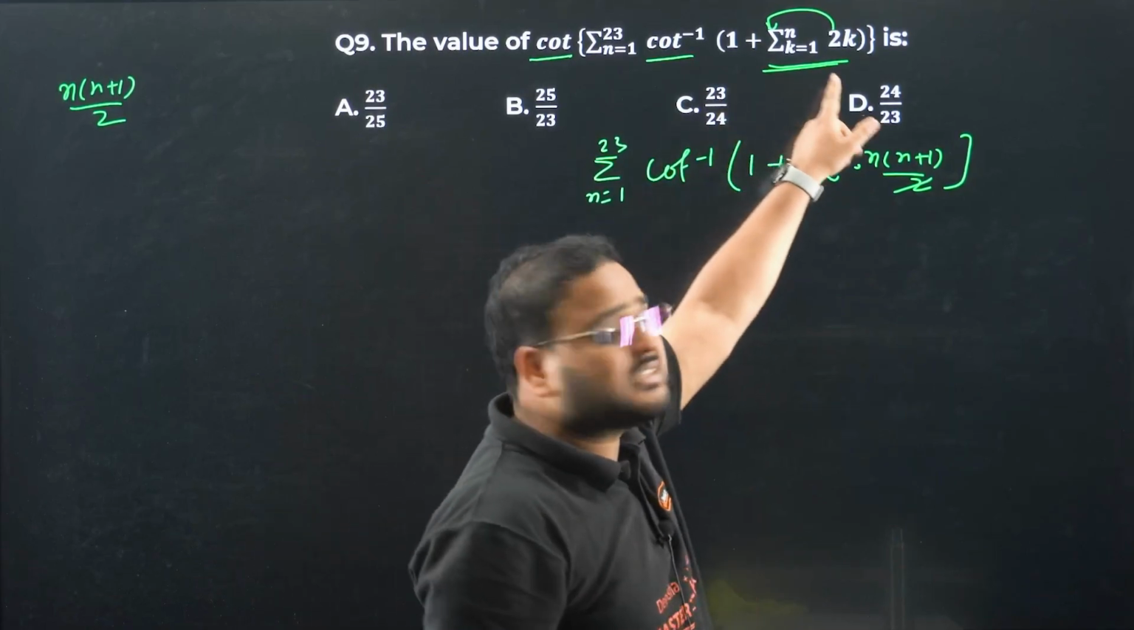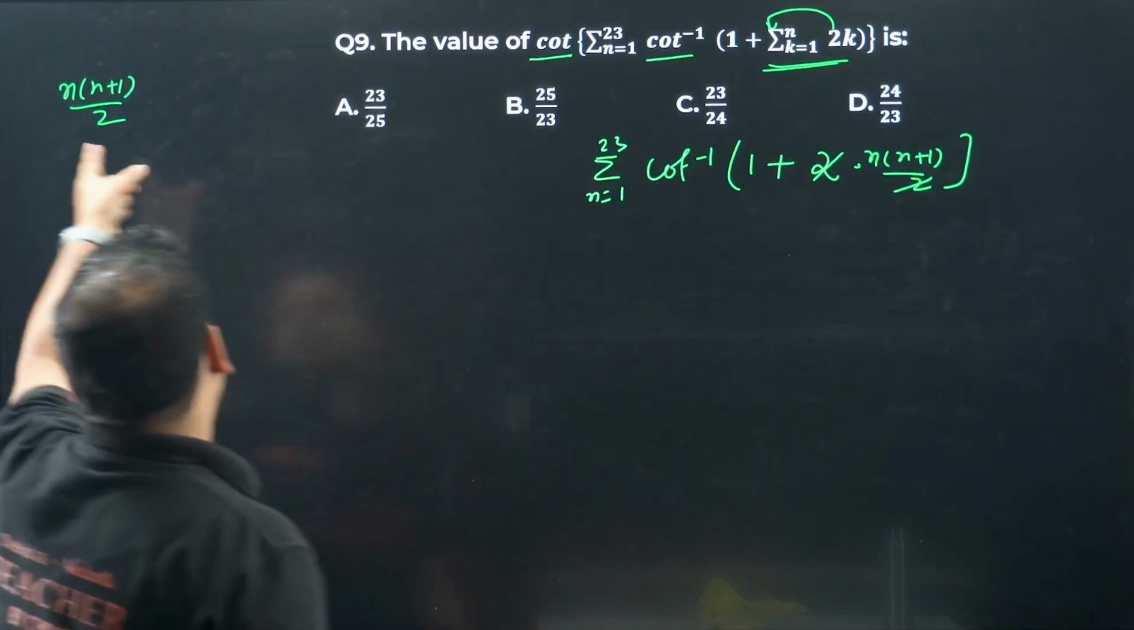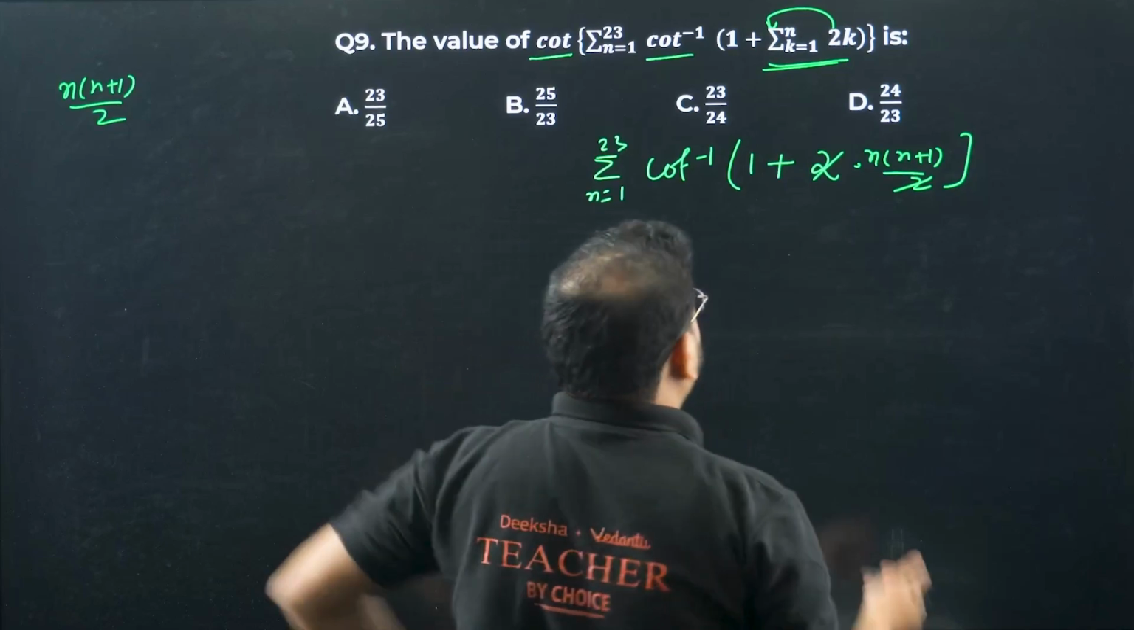Summation of k. What is k, sir? It is a variable from 1 to n. From 1 to n, the summation of natural numbers will become n into n plus 1 by 2. 2 and 2 is cancelled. Got it, sir. Now what do we have?